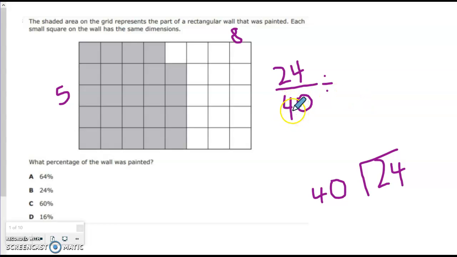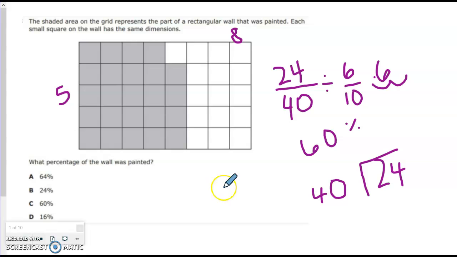If we divide 40 by 4, we get 10. So we can also divide 24 by 4. That would give us 6. So 24 out of 40 is the same as 6 out of 10. If we're talking 6/10, this is the decimal. Remember, you can move the decimal 2 places to make the percent, so it'd be 60%. Or you can think of 6/10. If we multiply by 10, we get 60 out of 100. Remember, all percents are out of 100, so 60 out of 100 would be 60%. So on this one, you should have answered C.